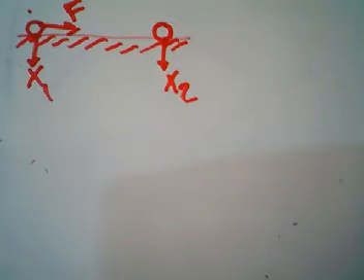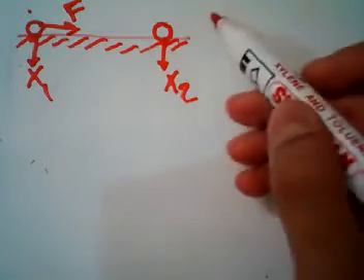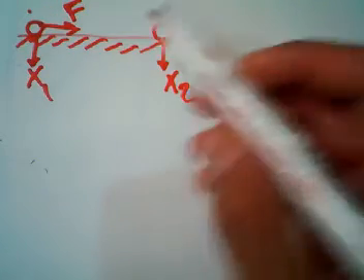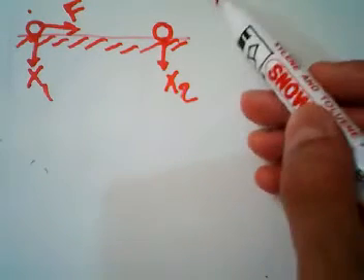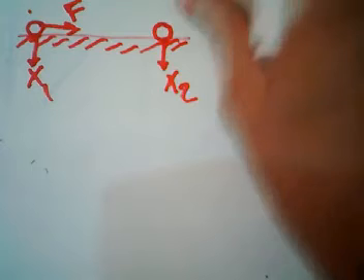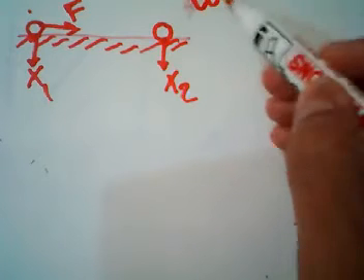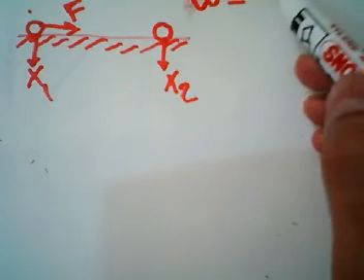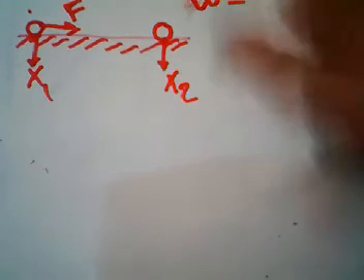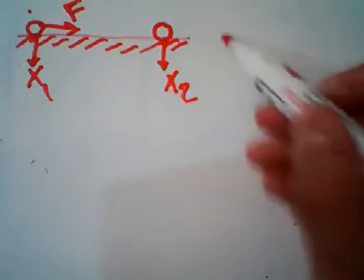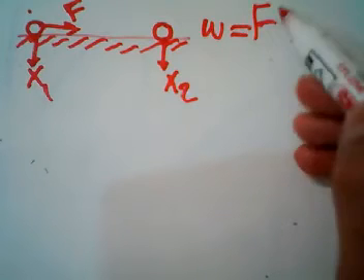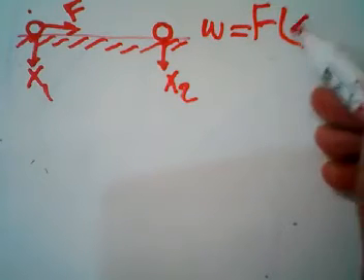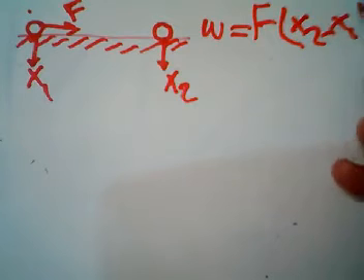Okay, and now we define the work done by the force on the object from here to here as W, work, equals the force times the distance, x2 minus x1.